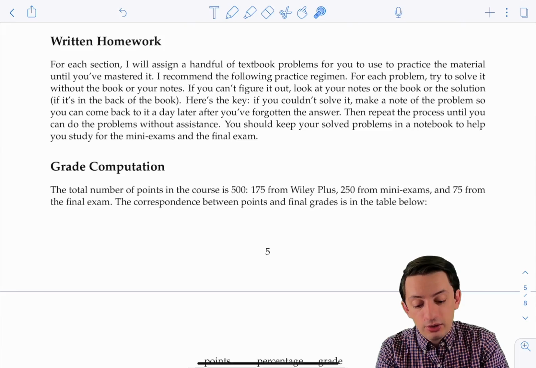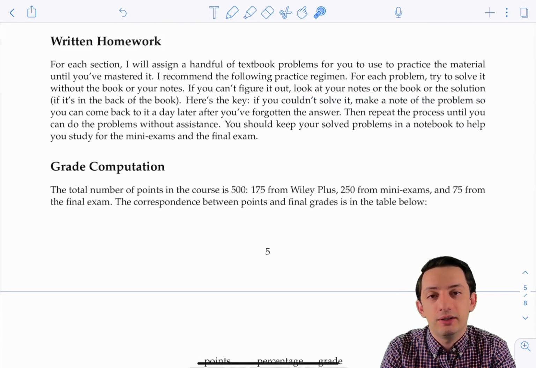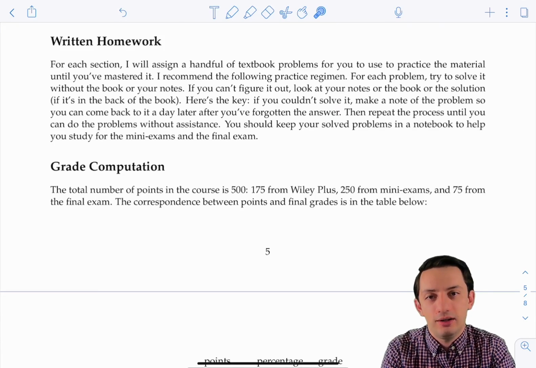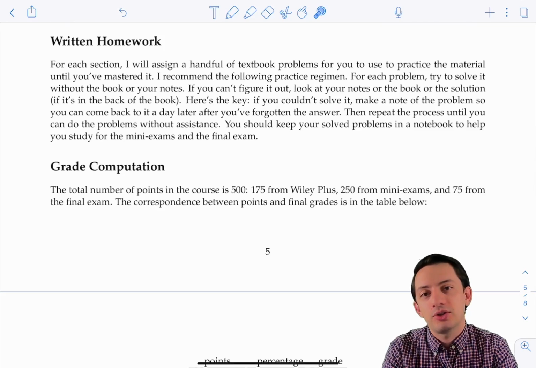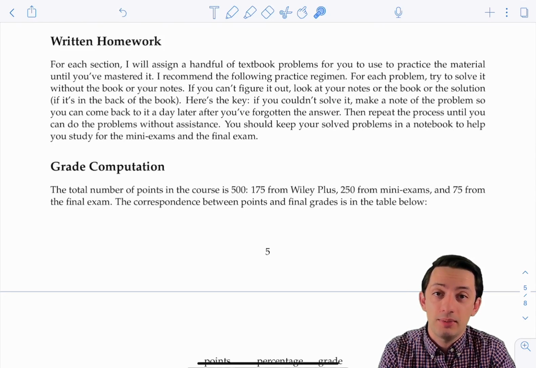If you can't solve it, then look at your notes or the book or the solution, figure out how to do it. But here's the key. It's easy to look at a solution and say, oh, that makes sense. Okay, now I know how to do it, and move on. But just because you read the solution and understand it doesn't mean that you'll be able to do it again if you see it on one of the mini exams.